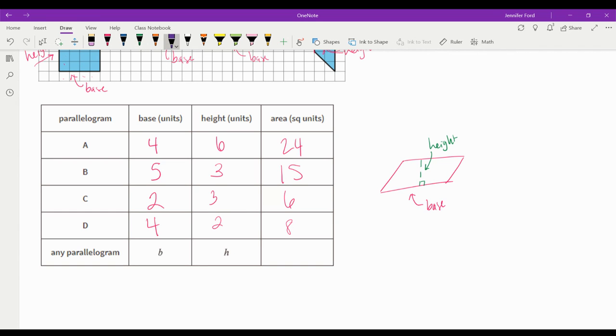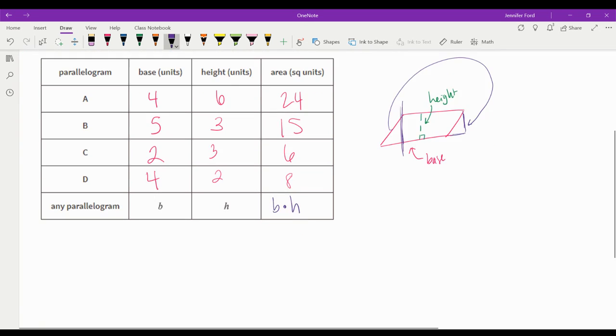And the reason this works is because if I were to cut that side off and move it over, I would make a rectangle, and the base would be still the same length, and the height would be that green line. So any parallelogram, the area is going to be the base times the height. And this makes sense. I hope that this looks familiar to you. This is the same as finding the area of a rectangle.